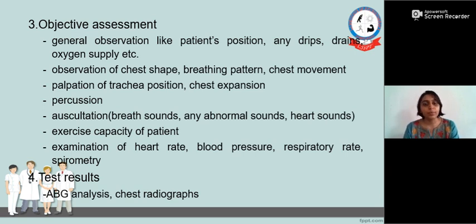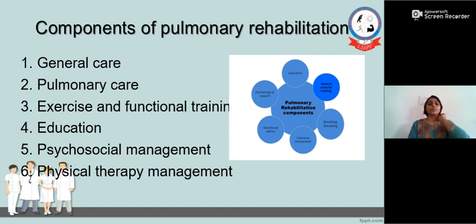For exercise capacity of the patient, we can take an exercise tolerance test, and examine heart rate, blood pressure, respiratory rate, spirometry, etc. And we can also check some of the blood reports like ABG analysis, or chest radiographs or a CT scan, if anything has been taken or is available with the patient.